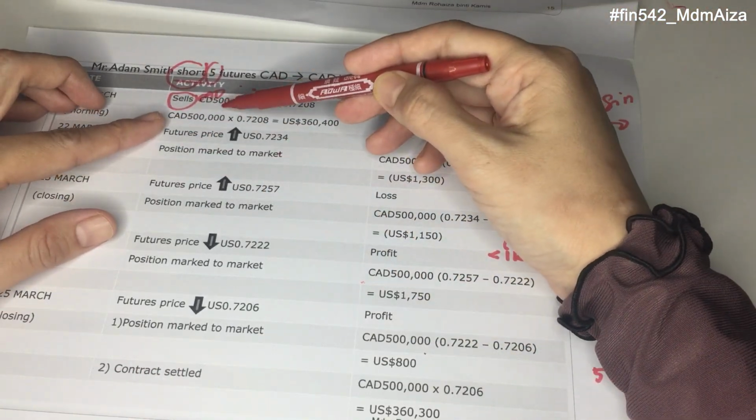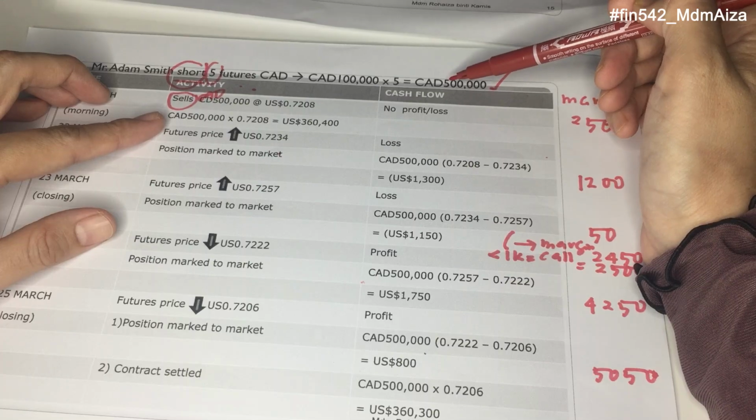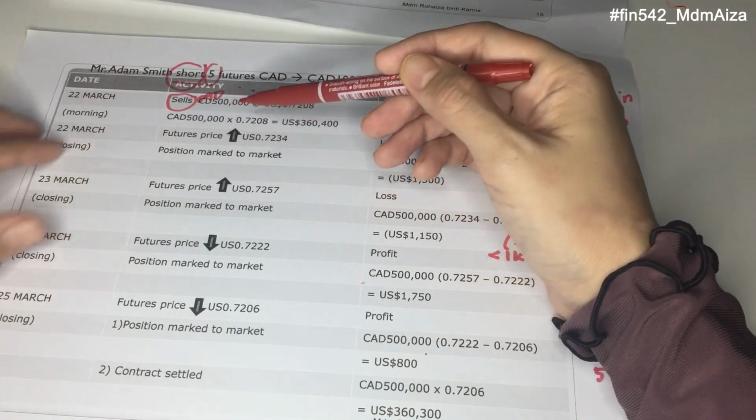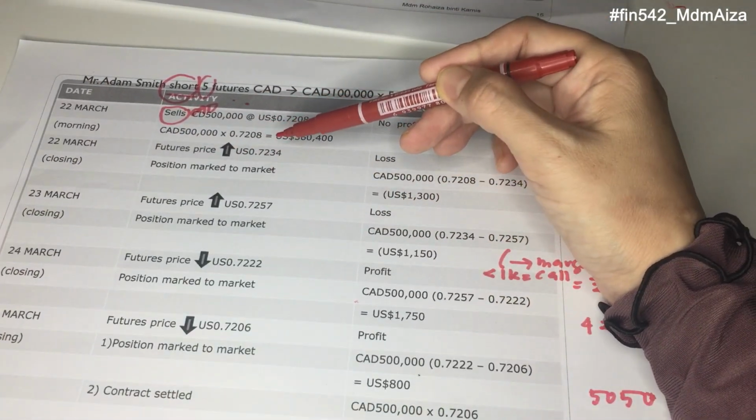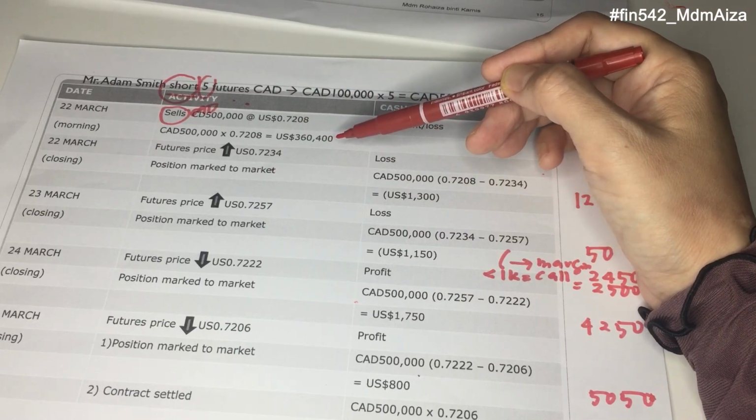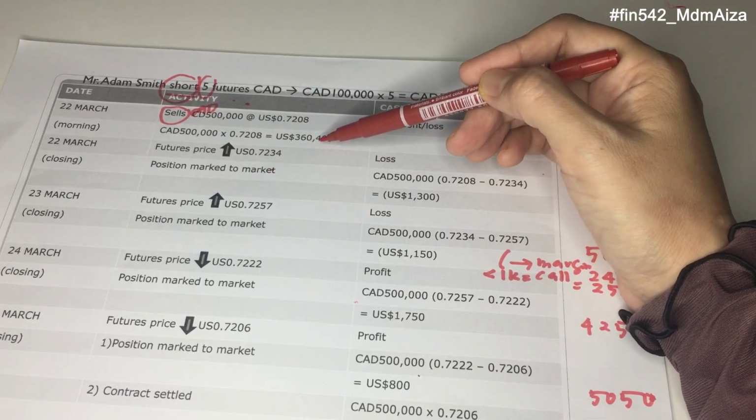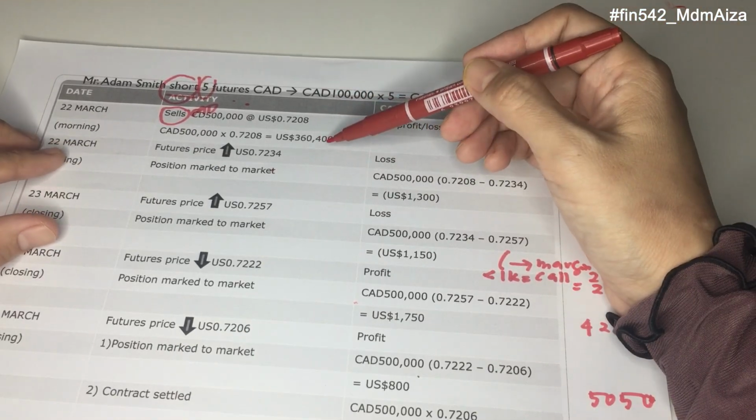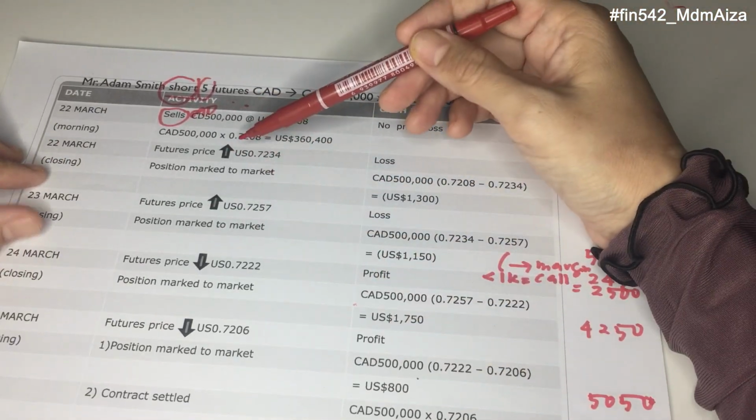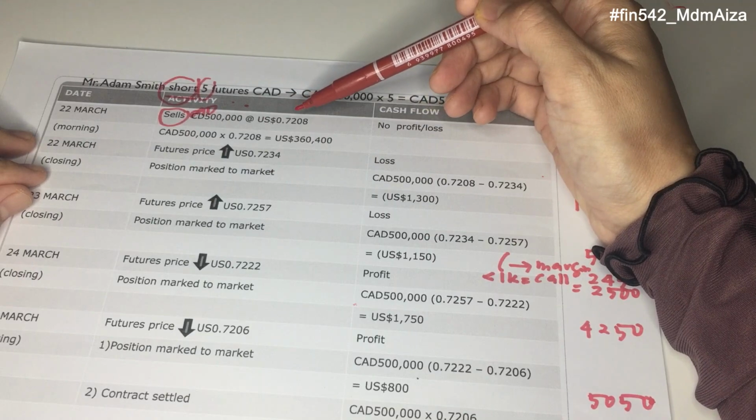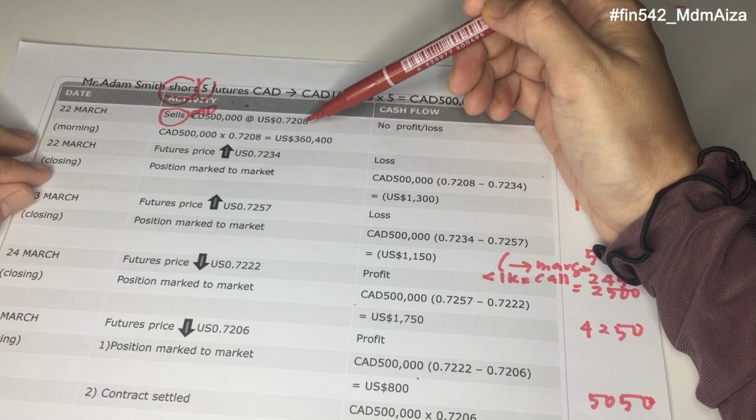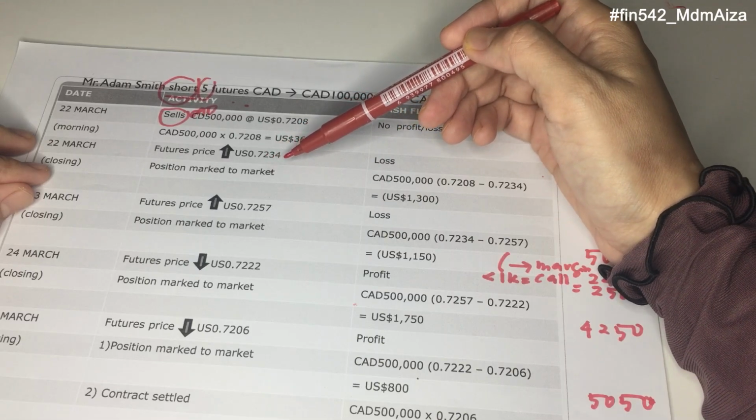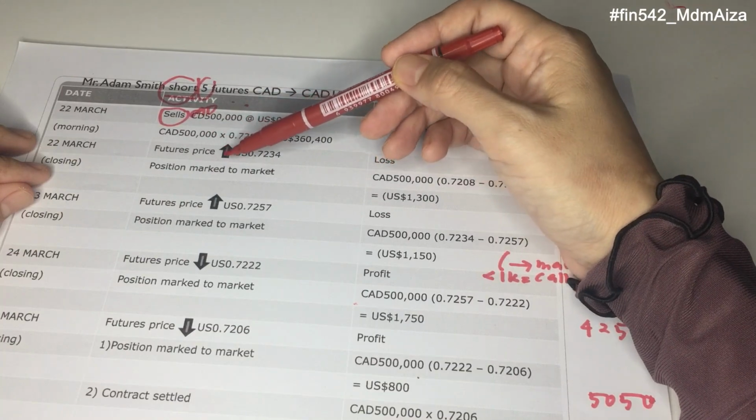So you calculate this. We started with the CAD 500,000, then the transaction must be in USD. So CAD 500,000 we multiply with the USD 0.7208. So the opening contract is USD 360,400 after conversion to USD. Okay, this is the morning. So at 2 p.m. what happened to the futures price? In the morning the price is 0.7208, but when they are closing the price shoots up to 0.7234.